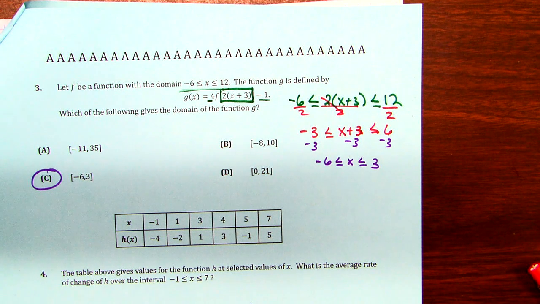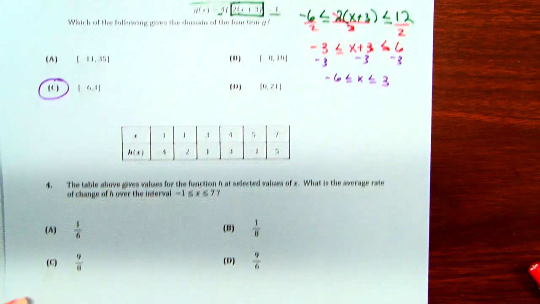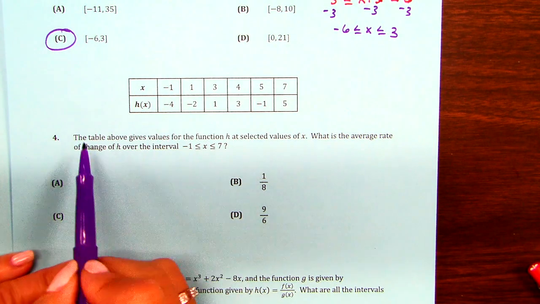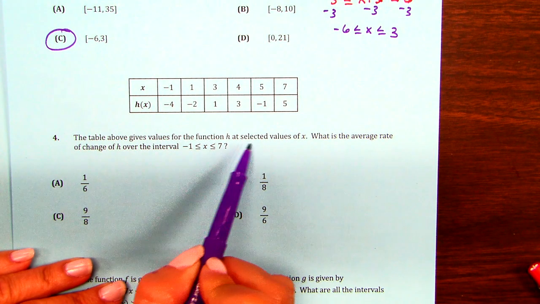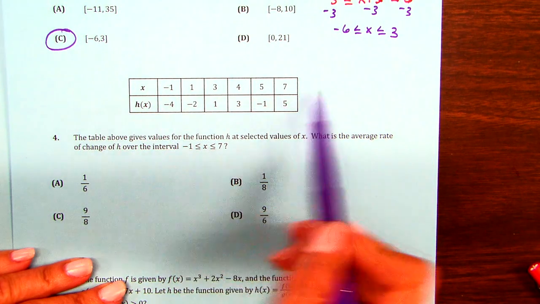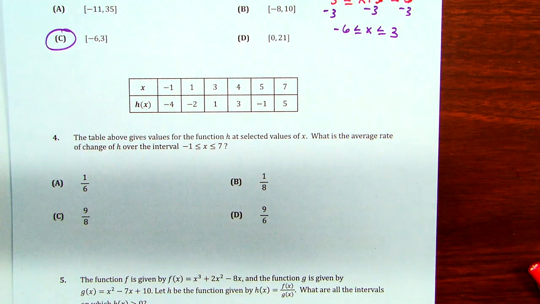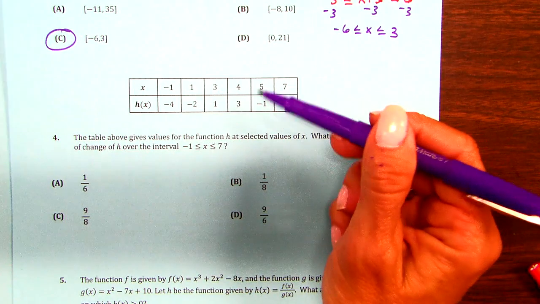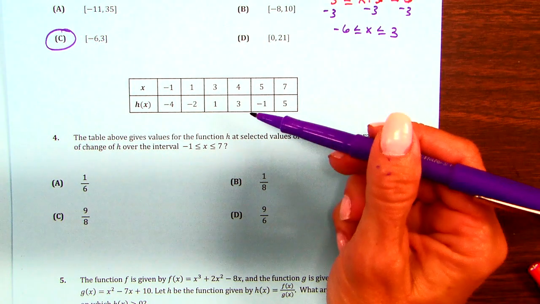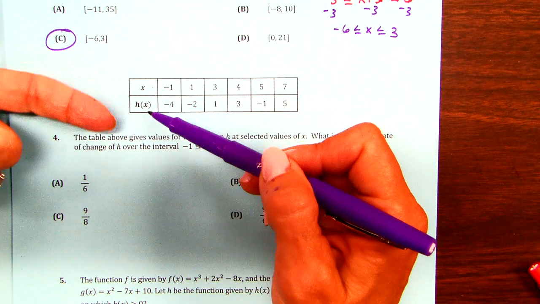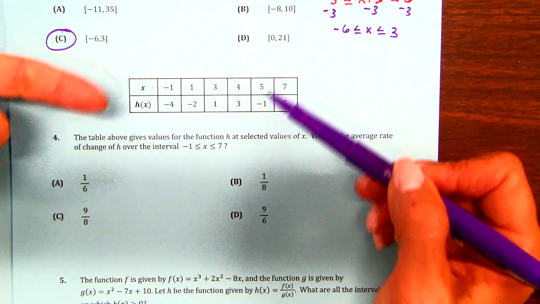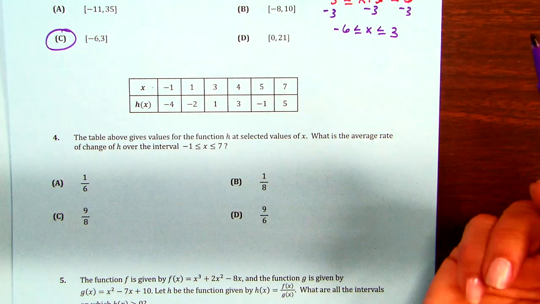Okay? Here we have a table that gives values for the function h at selected values of x. So understand what these charts are. We've seen all types of input-output charts, XY charts, R theta charts. I mean, how many have we seen? We know this is algebraic, x and y. Inputs are x's, outputs are h of x or y.